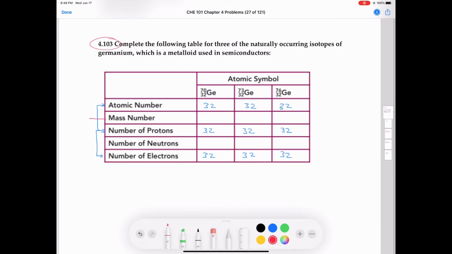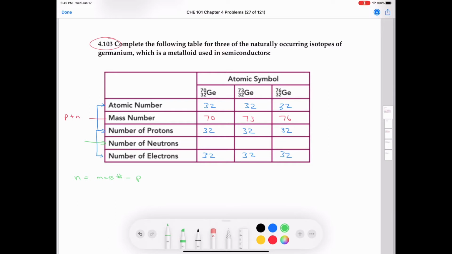Now the next thing we need to figure out is the mass number. And the mass number is the number of protons plus the number of neutrons. And the mass number is found up here in the top left. And so we can just write each one of those down. We have germanium-70, germanium-73, and germanium-76. And that brings us to the last one, which is the number of neutrons. Now, we know the mass number, and we also know the number of protons. So in order to figure out the number of neutrons, we're just going to take the mass number and subtract the number of protons.